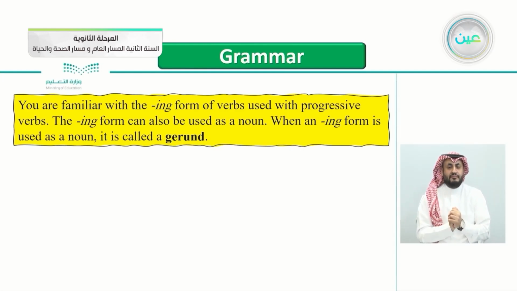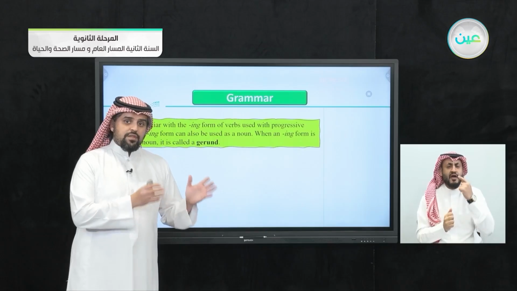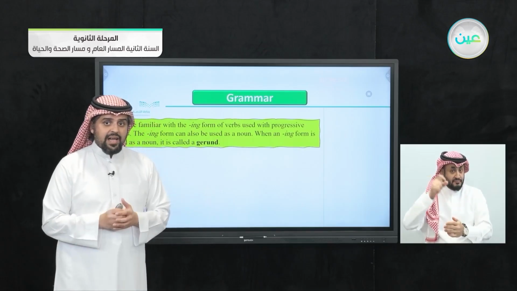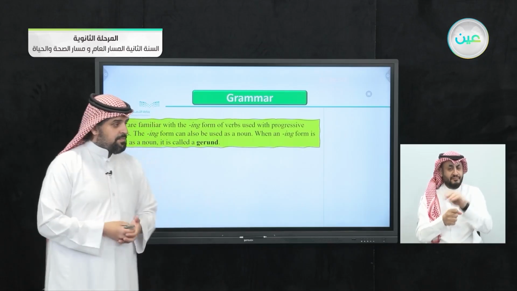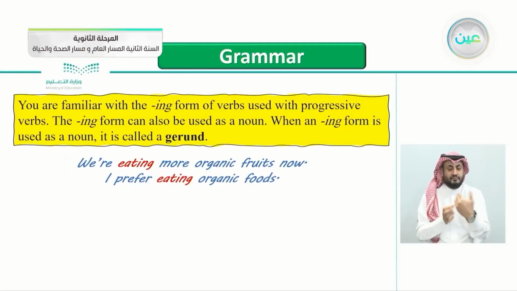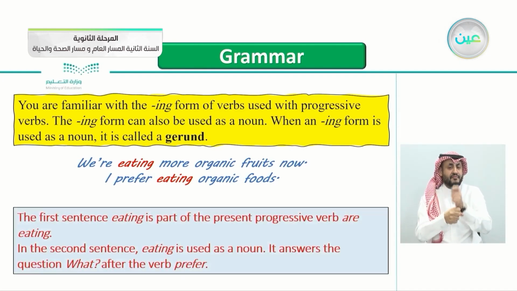So again, what is a gerund? It is an ing form of the verb that acts as a noun. For example, here: we're eating more organic fruits now. And the second example: I prefer eating organic foods.